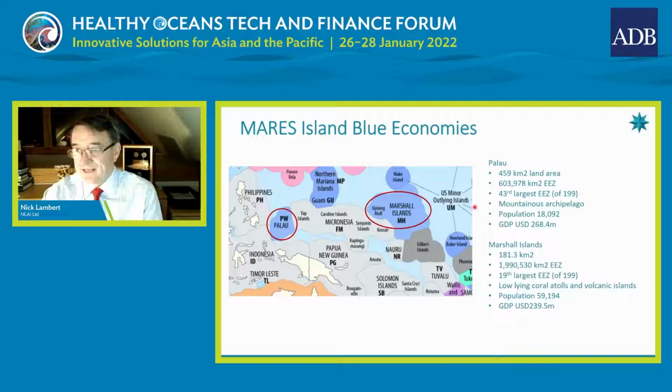Marshall Islands, if you want a big EEZ example, to a small landmass, 181 square kilometers with nearly 2 million square kilometers of sea space with remarkable resources in it. But they don't know what's there, nor do we know what's there. 19th largest EEZ, but quite a big population. So how do these island states, which are right on the front line of the climate change effects that we all know about, ocean acidification, rising sea levels, all those sorts of things, how do we give them the opportunity to enjoy the benefits of the resources, that natural capital in their sea space?